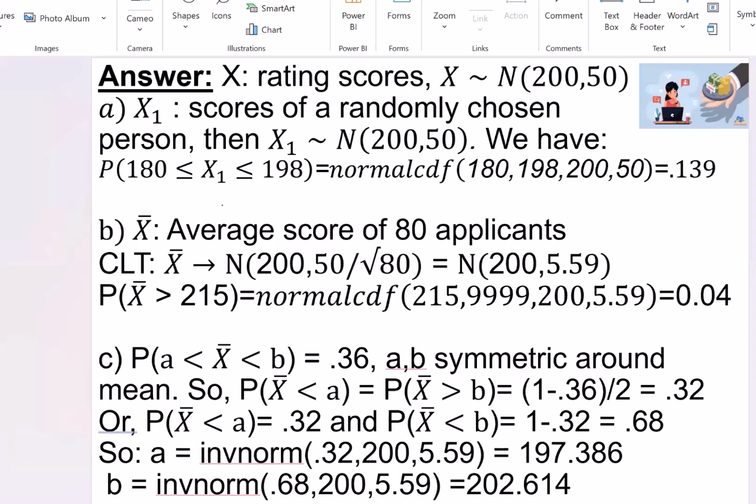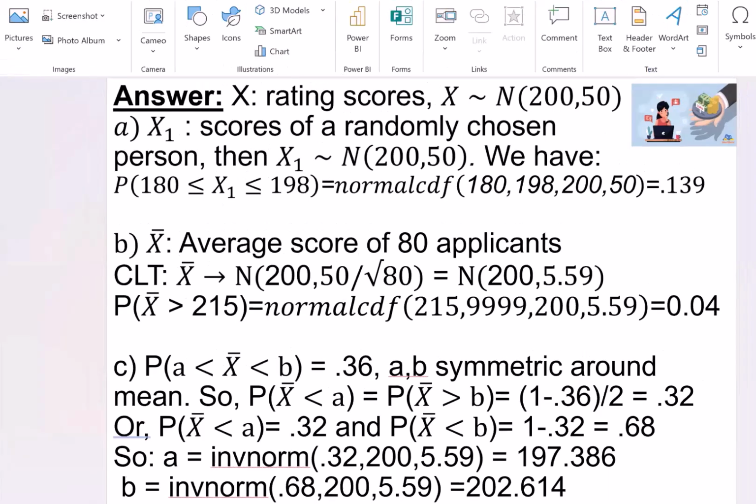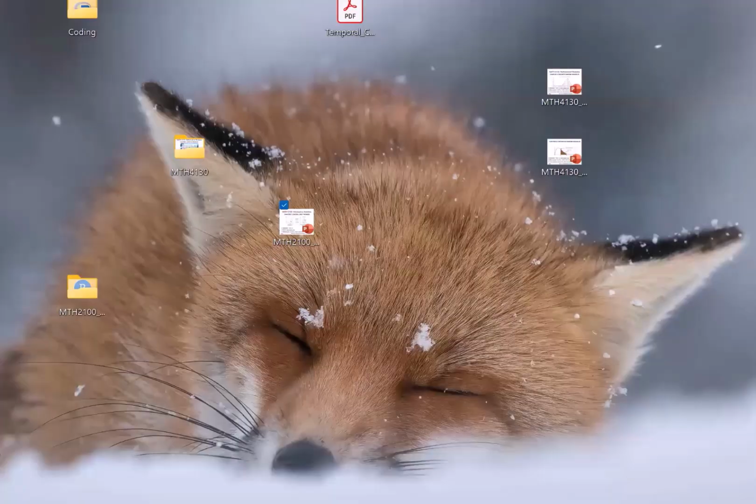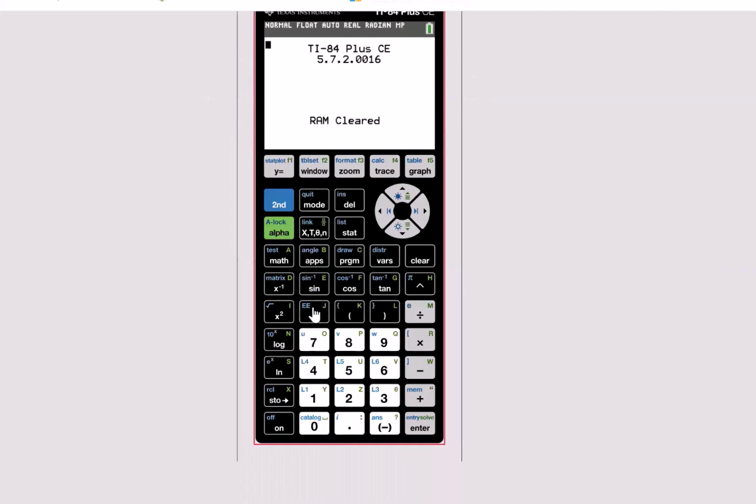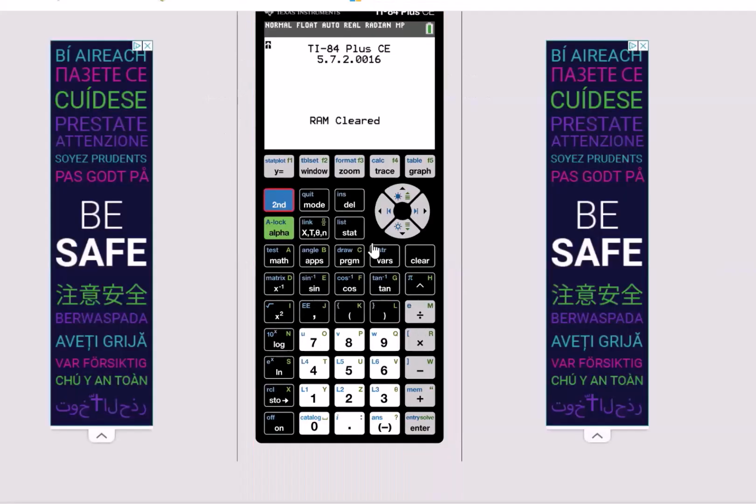So let me quickly show you how to perform the inverse norm function on the TI calculator. For A, you press second, then variance, and go to invNorm, the third function here. You give the area, 0.32. The mean is 200. The standard deviation is 5.59. And remember, we're talking about the left tail. All TI calculators work for the left tail.